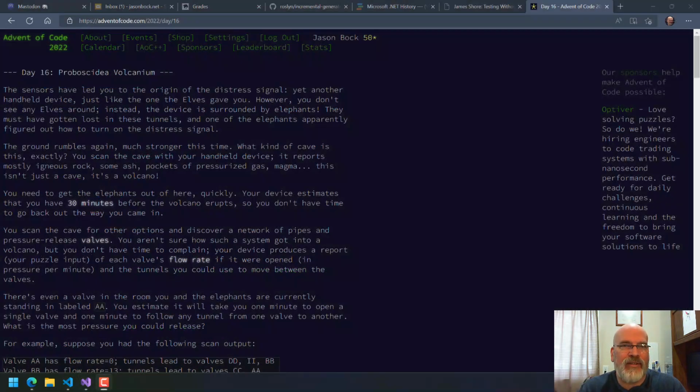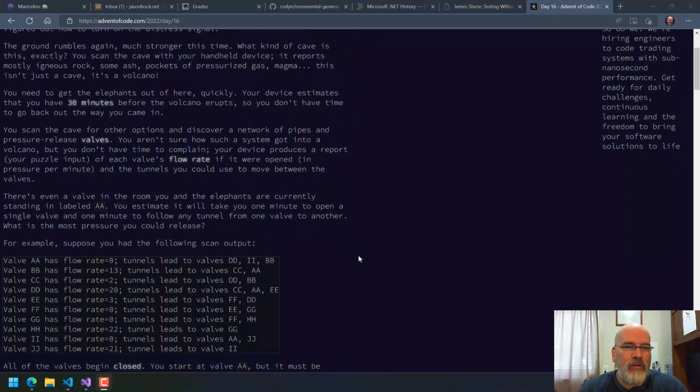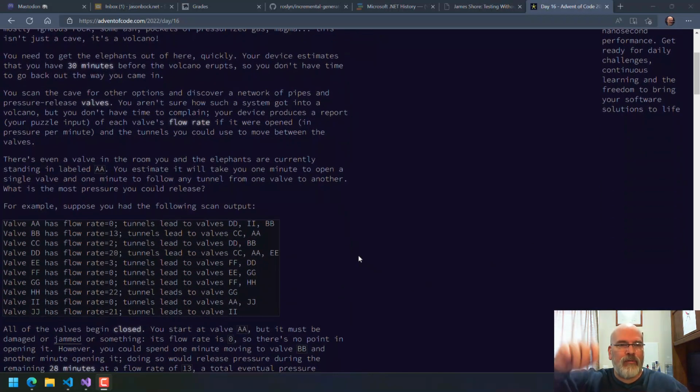Day 16, I felt, was a traveling salesperson problem because you're given a grid of rooms and tunnels and flow rates, and you had to find out how to maximize the amount of flow that was going through in like 30 minutes of time. And so there's all these different possible paths that you could go through, and you could backtrack, and you had to figure out how to basically get the most flow.